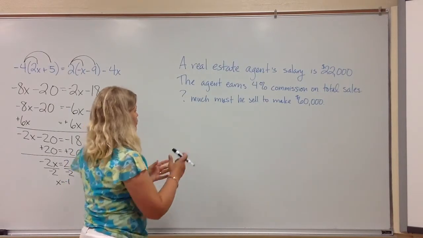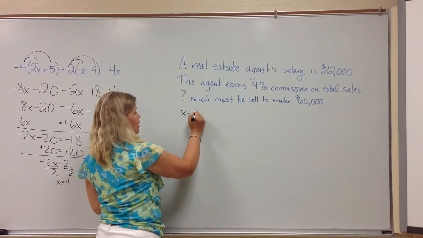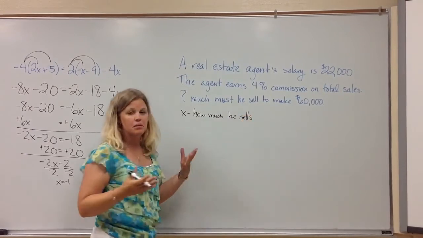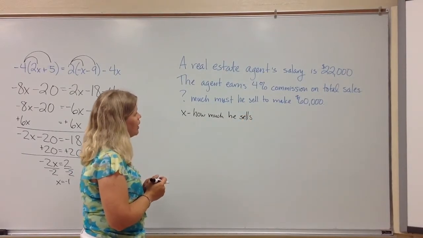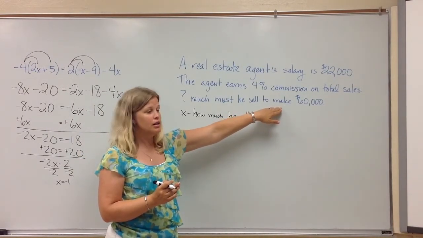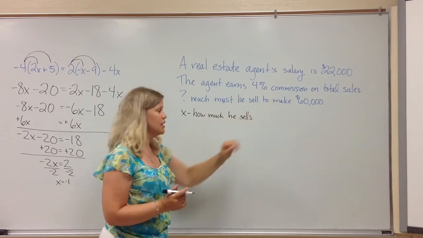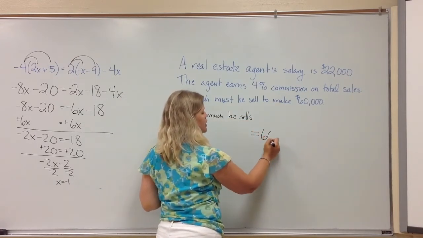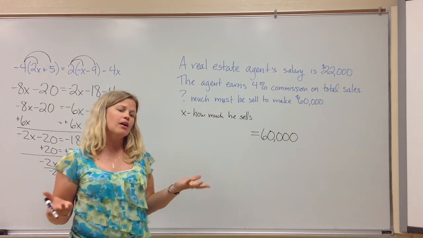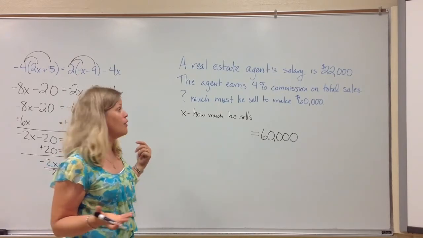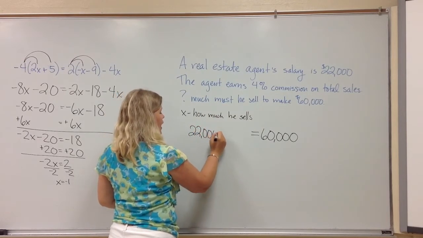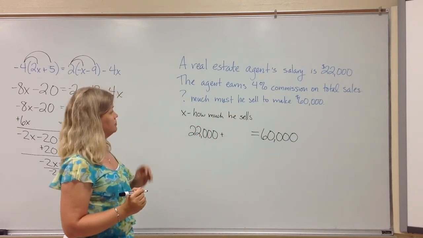Well, we're trying to figure out how much they're going to sell. So let's just assign it X, make it easy, okay? Well, we want his salary to be $60,000, or we want his salary is $60,000. A lot of times if you hear is, that's a clue word that it's going to equal. Well, how does he earn his salary? Is it just what he gets paid per hour? No, he gets this, the $22,000, and then he gets a commission.